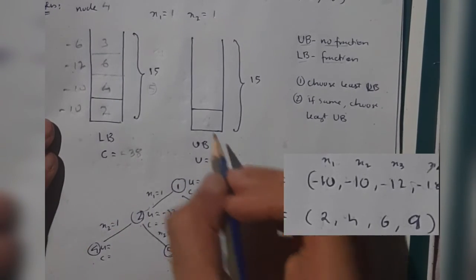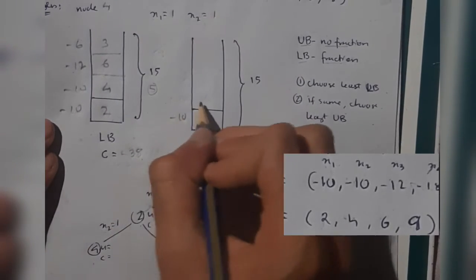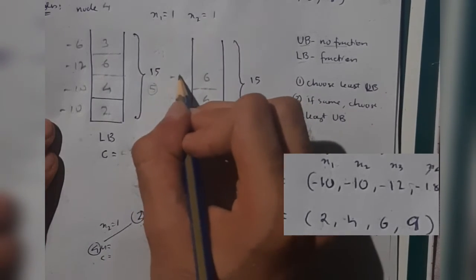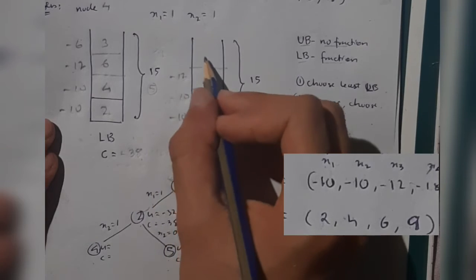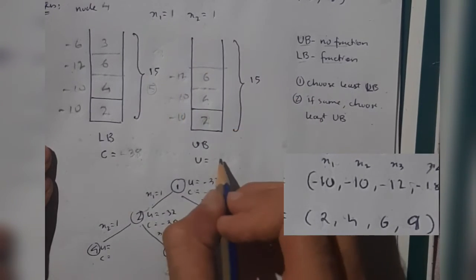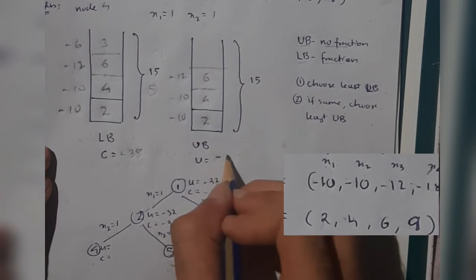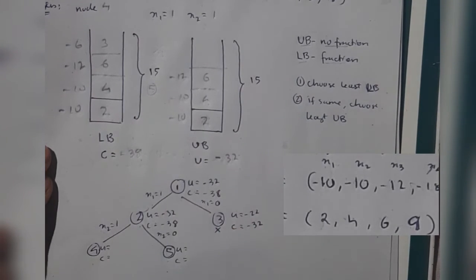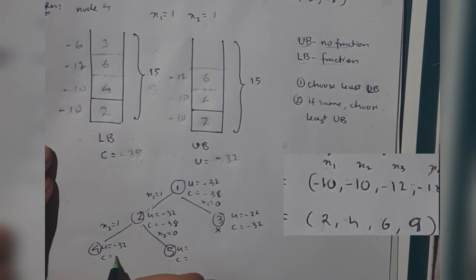Alright, here 2 and 4 are compulsorily included, and 6, minus 12, and that's it. We can't include 9 in 3 here. So we'll be stopping here and noting down this value, and this is minus 32. Now we'll note down the U and C values in node 4. U is minus 32, C is minus 38. Come to the next node.